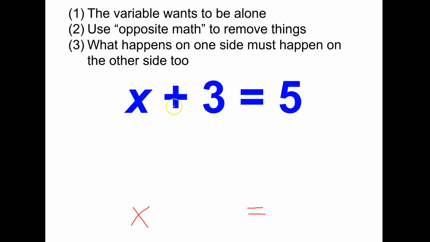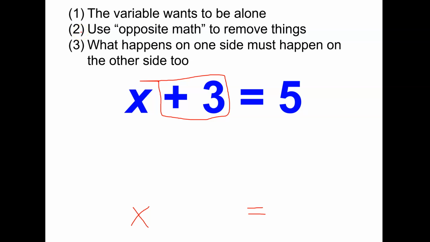In order to accomplish that, we have to get rid of the plus 3. Because right now, the x is attached to that plus 3. We want the x to be unattached, all by itself. That means we have to get rid of this. How do we get rid of it? How do we remove it?